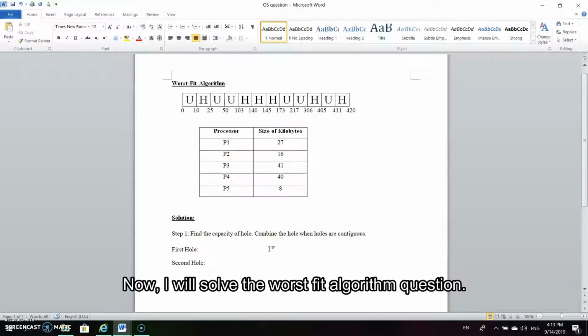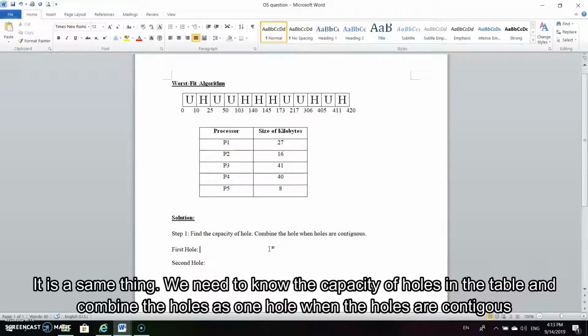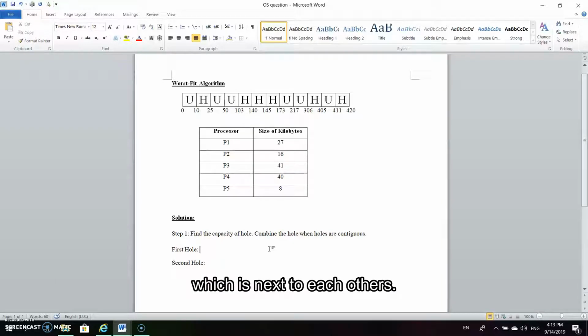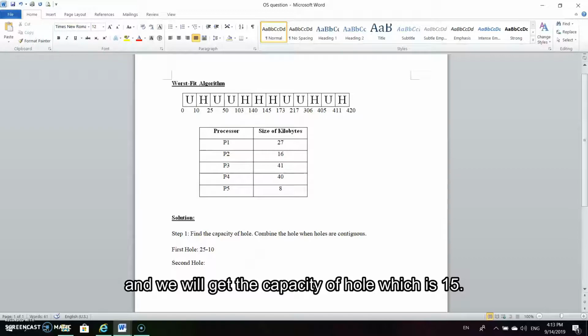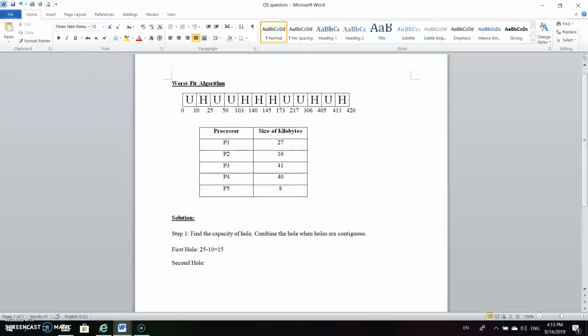Now, I will solve the worst fit algorithm question. It's the same thing. We need to know the capacity of holes in the table and combine the holes as one hole when the holes are contiguous, which is next to each other. The first hole is a single hole, so we just need to use 25 minus 10, and we will get the capacity of the hole, which is 15.